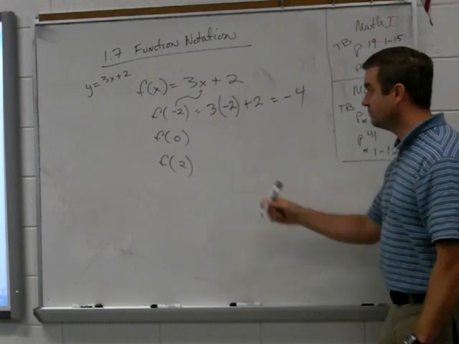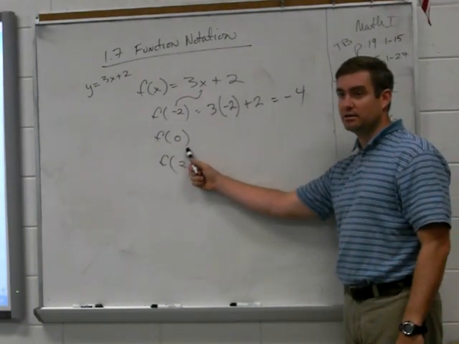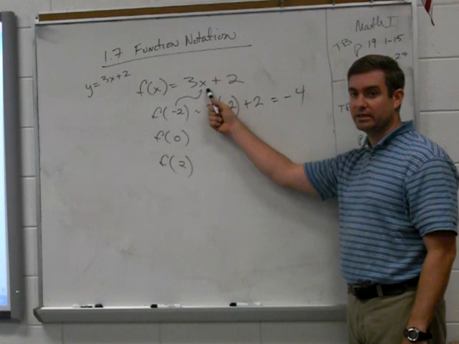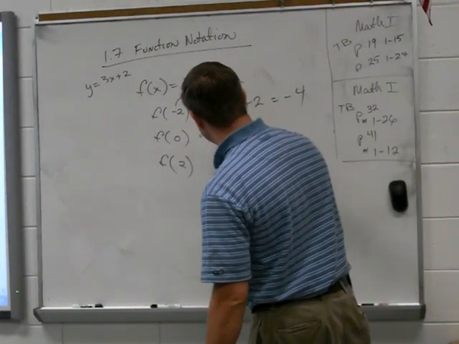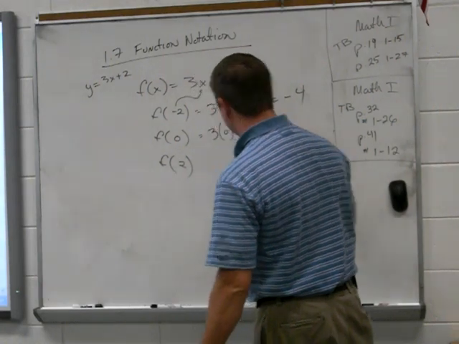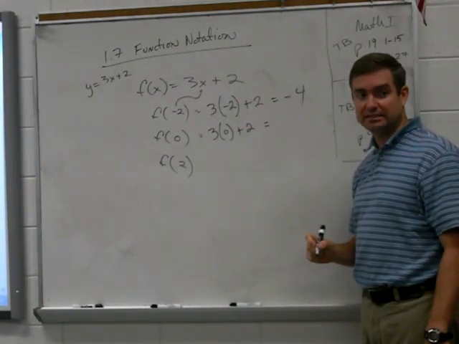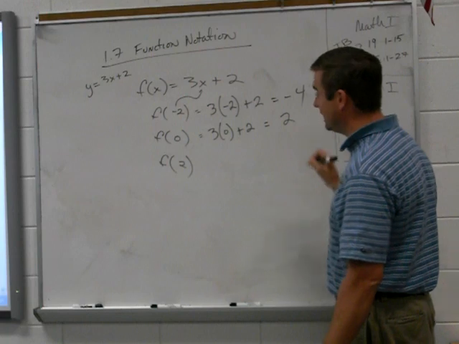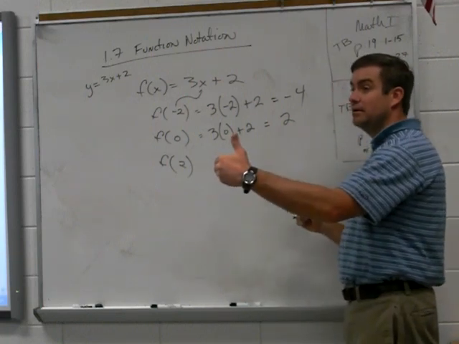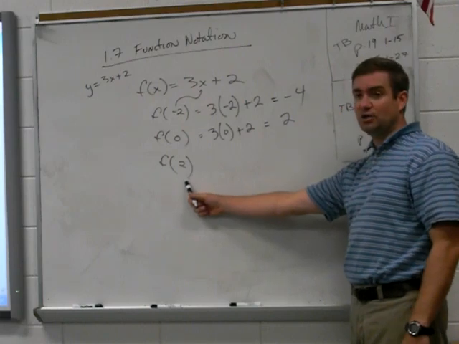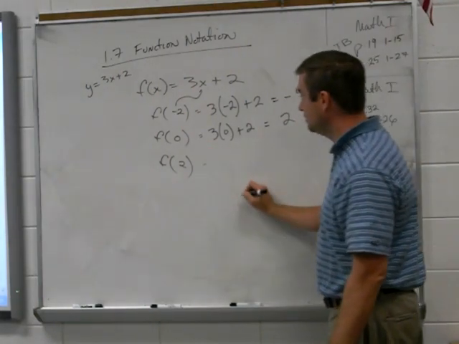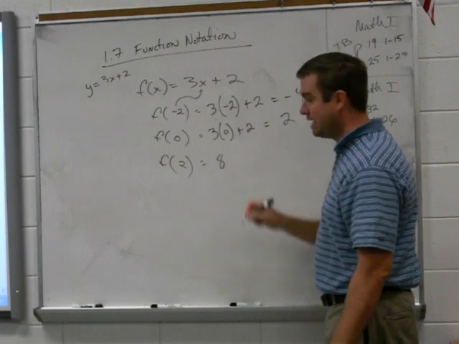Same thing with 0. What do I do here? Take that 0 and do what with it? Plug it in. So that would be 3 times 0 plus 2. What would the answer be? Positive 2. F of 0 equals positive 2. All right, how about this one? F of 2. What would that one equal? Positive 8. Get the hang of it.